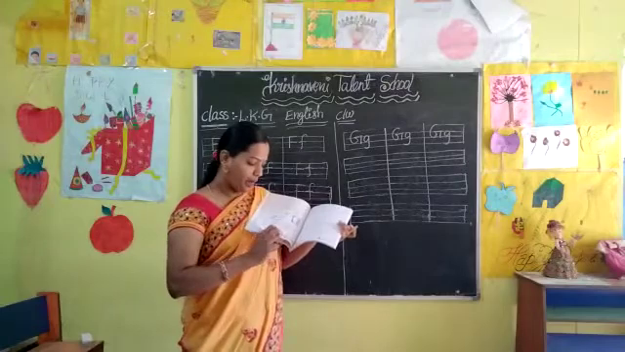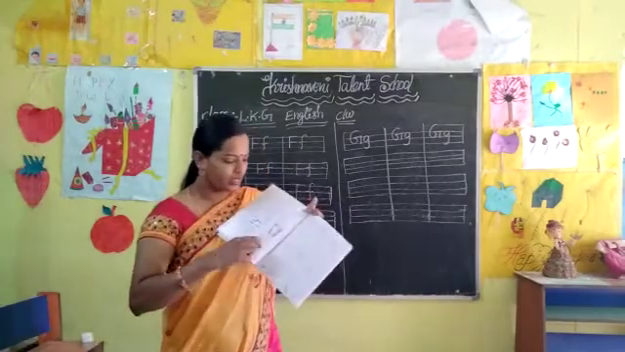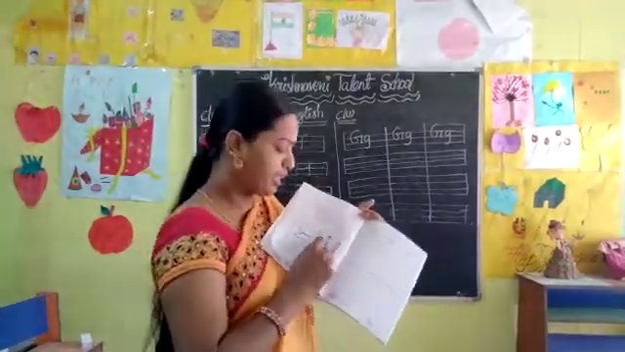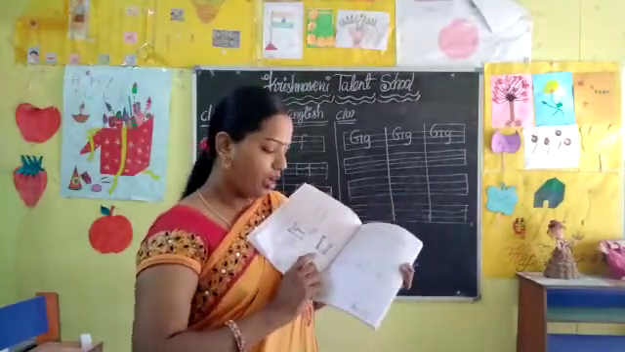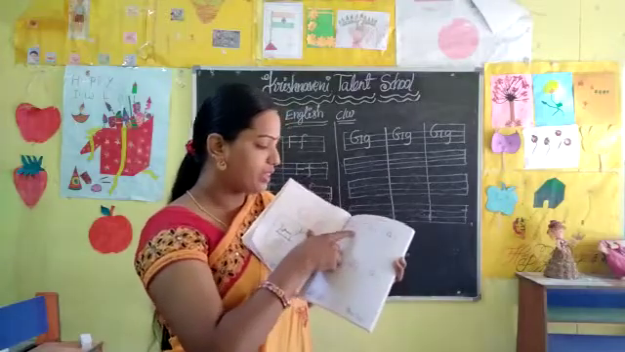Okay, children, and open page number 28. See here, what is there? Capital G and small g is there. G for what will come? G for goat, glass, grapes and blouses. Okay, open page number 29. Here classwork is there.